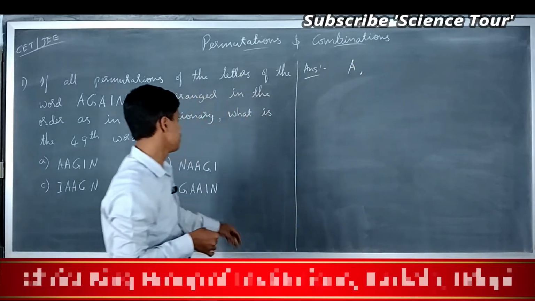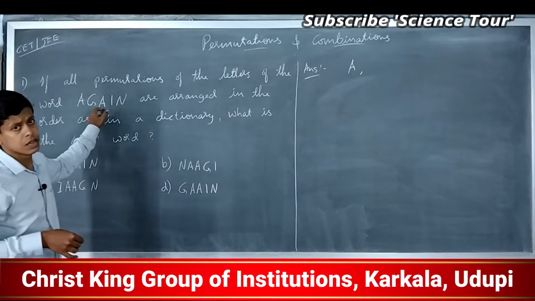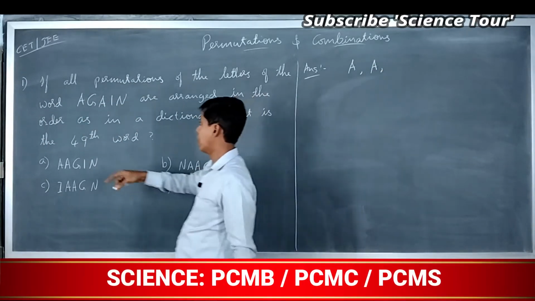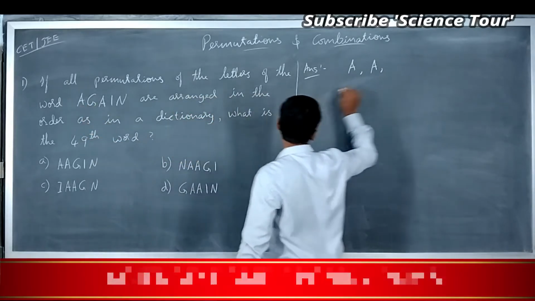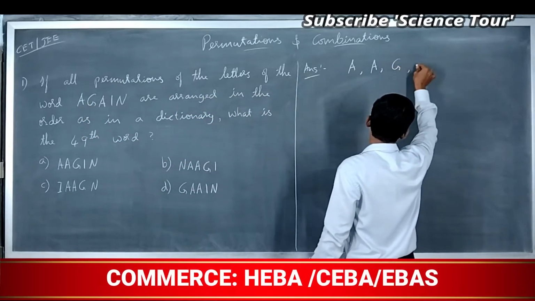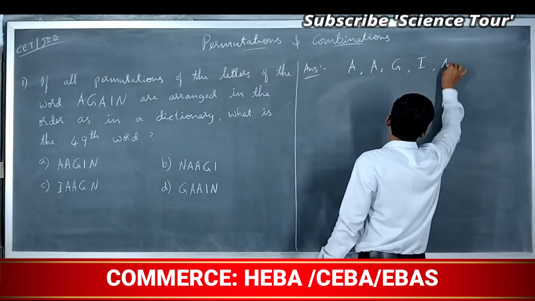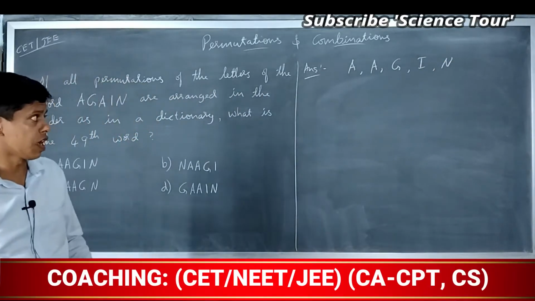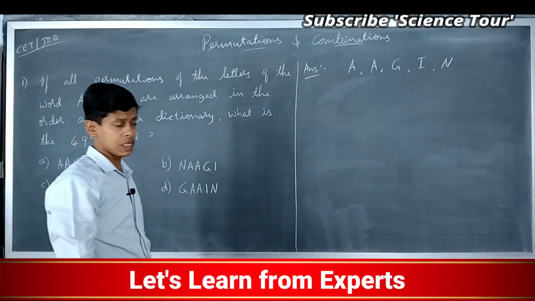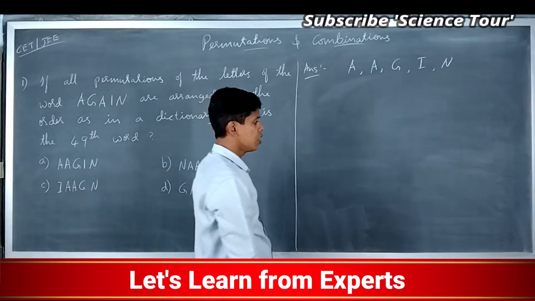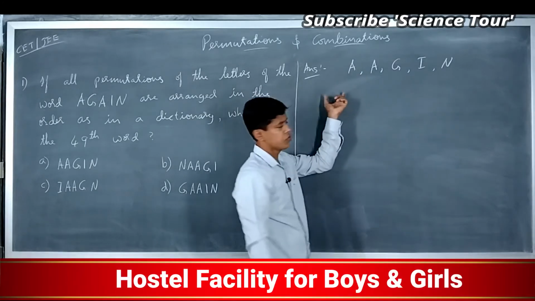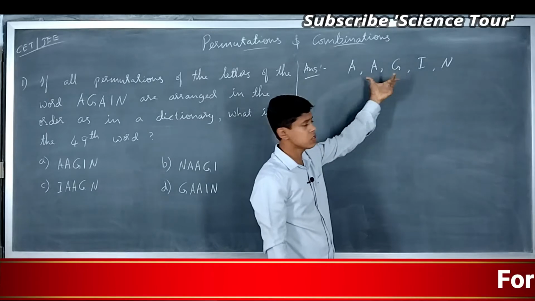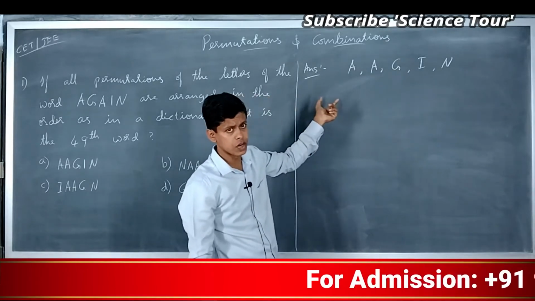First, you have A, and then there is again A, and then you have G, then I, and then N. So these are the different letters. You have totally 5 letters, out of which 2 letters are repeated. Now, which word will be first? The word A-G-I-N. So this word itself will be the first word, correct?